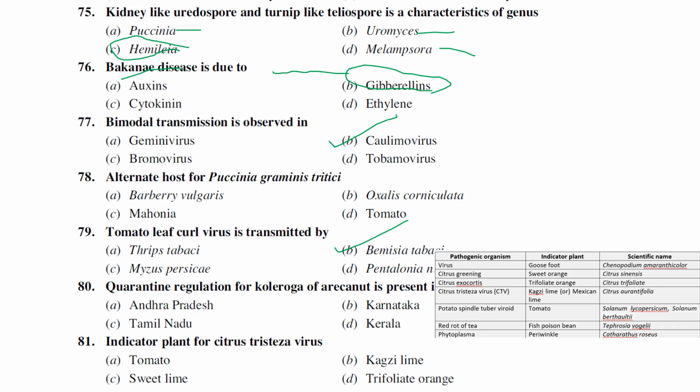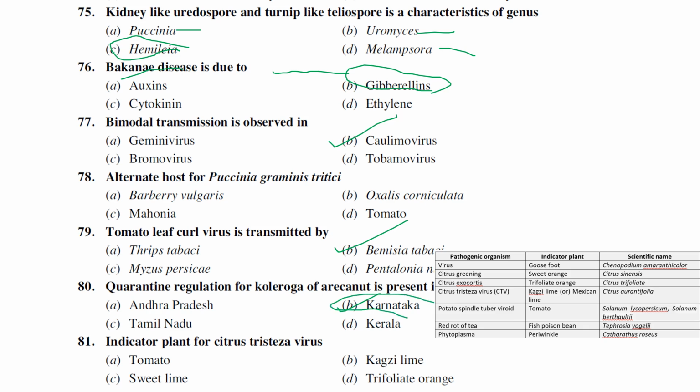Quarantine regulations for Koleroga of areca nut is present in. This Koleroga of areca nut was first discovered in Karnataka. Later it was also discovered in Tamil Nadu as well as Kerala. But generally it is first identified in Karnataka. So the quarantine regulation of areca nut is present in Karnataka.